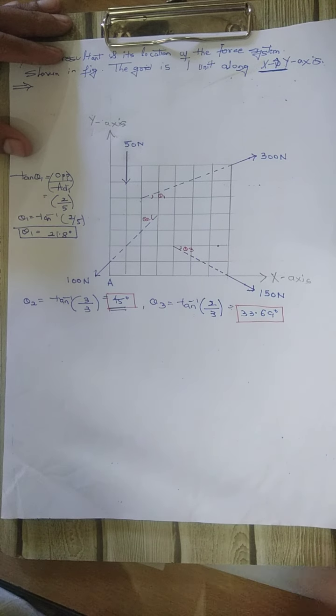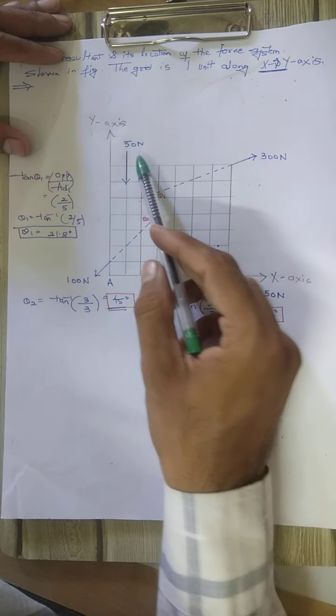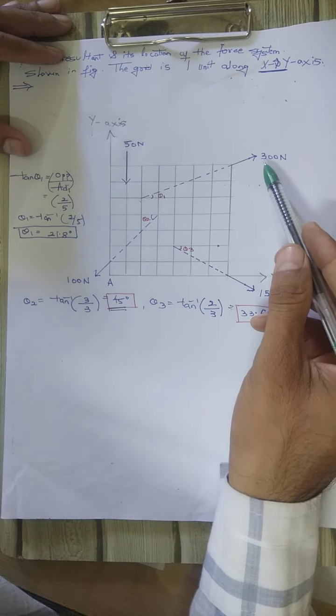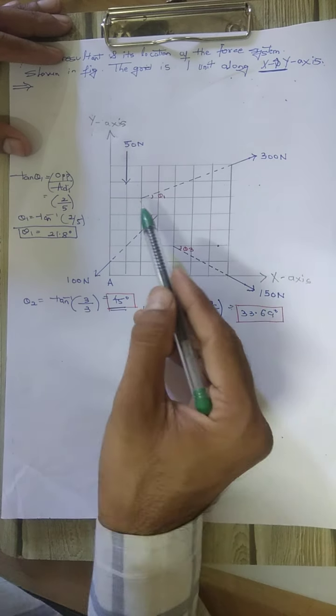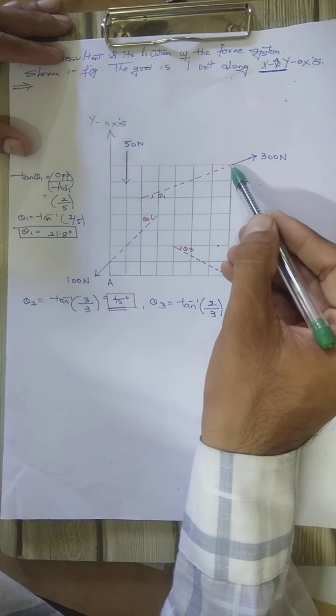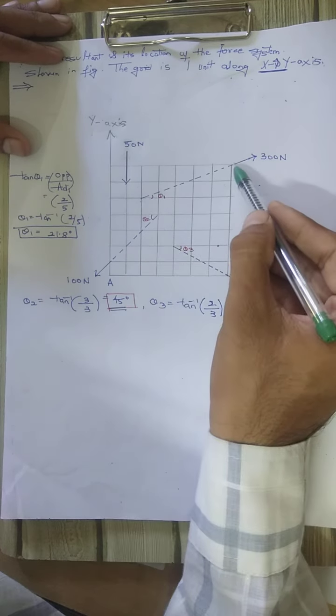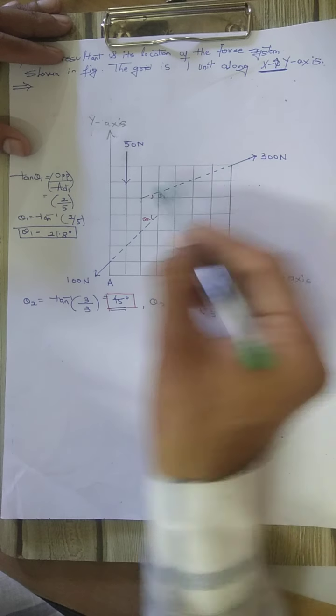So we will resolve all the forces along x and y directions. So 50 Newton is vertical. There is no need to resolve this 50 Newtons. Theta 1, we can resolve this 300 by principle of transmissibility. We can resolve at this point also, at this point also. That means we can resolve the force of 300 Newton at this point also, this point also.